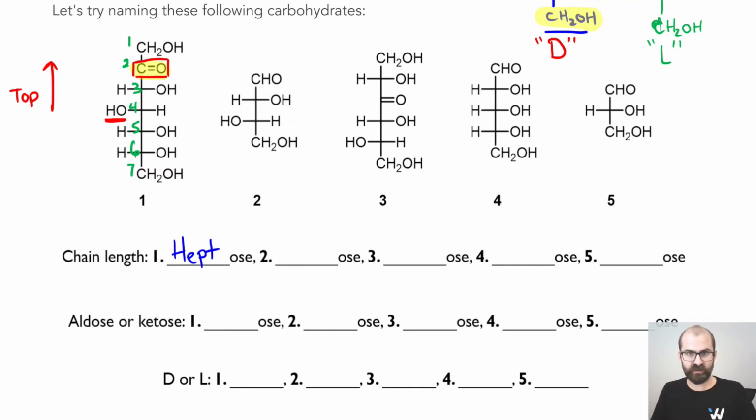Is it an aldose or a ketose? Well, it has a ketone, so it would be a ketose. And is it a D or L sugar? Well, we make sure that our CH2OH is on the bottom, and it is. And we can see that the OH is in fact on the right, which makes this a D sugar. Pretty straightforward. Now you can pause it and try your hand at the next few if you'd like.